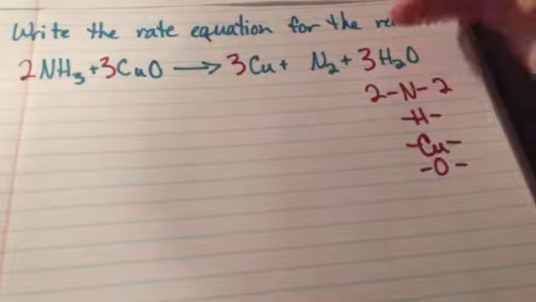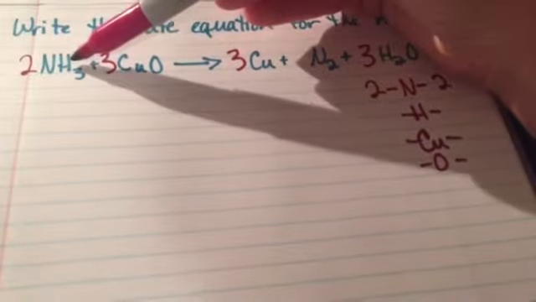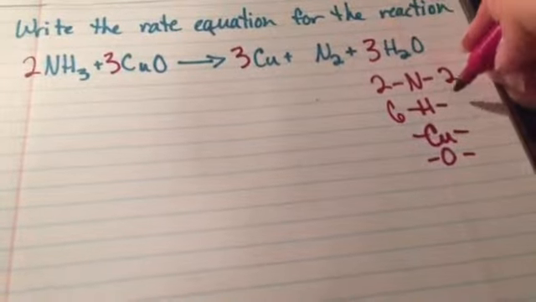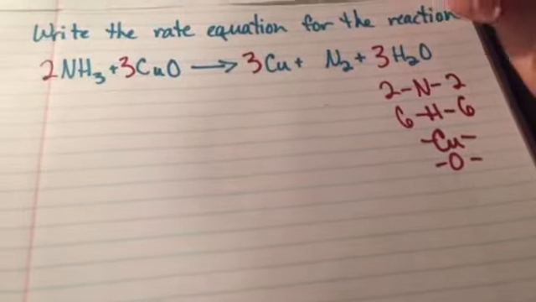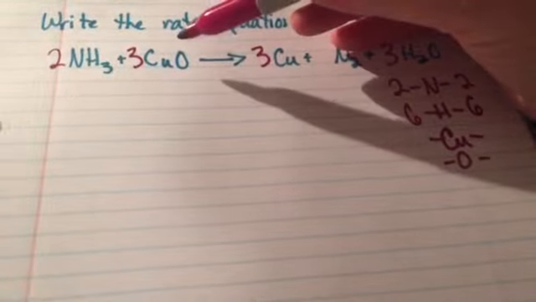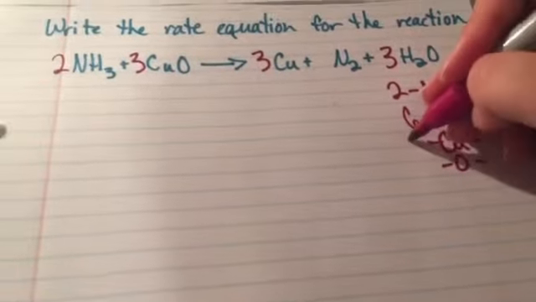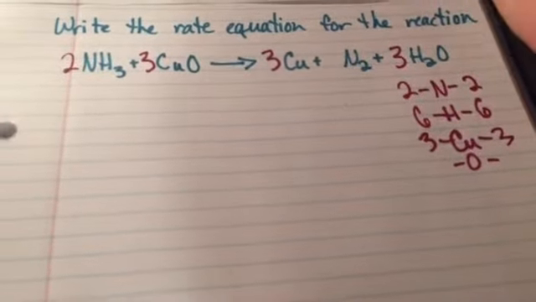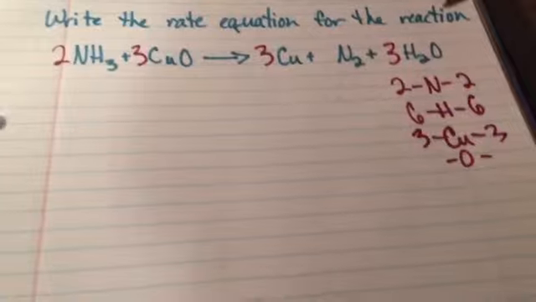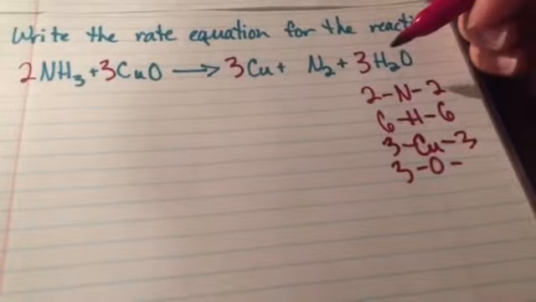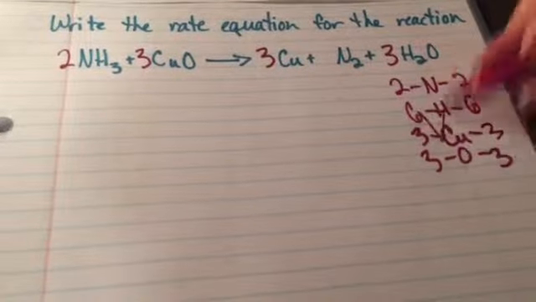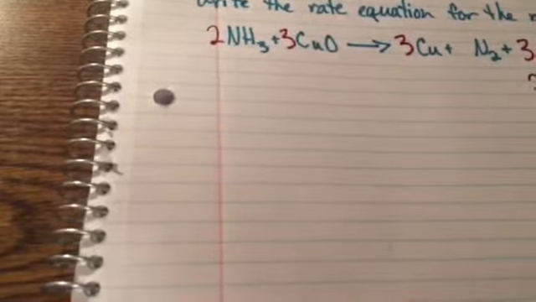For hydrogen, we have 2 times 3 is 6 on the left, and on the right, 2 times 3 is 6. For copper, we have 3, and on this side, we have 3. And our oxygens, we have 3, and on this side, we have 3. So now that we know this all balances, we can go ahead and start writing our rate equation.